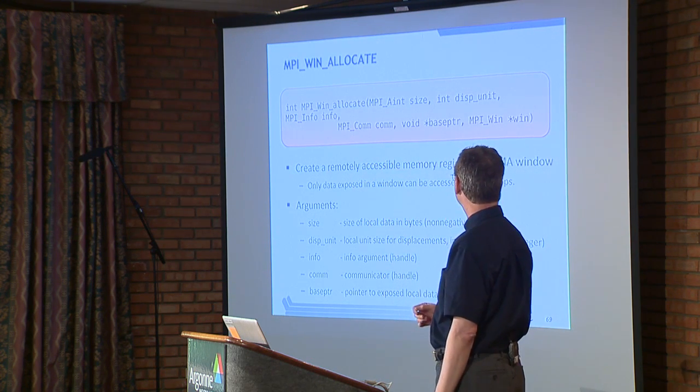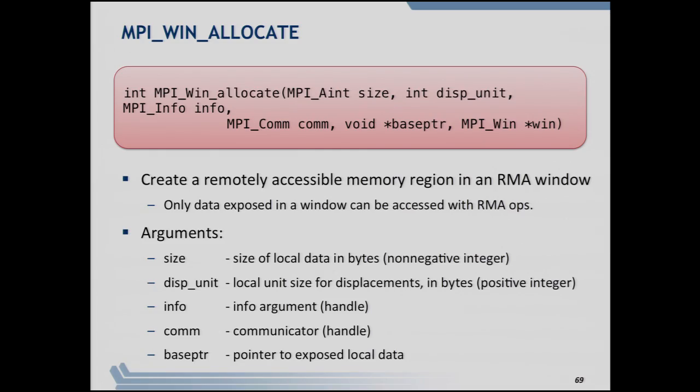Allocate is fairly similar, except I'm not providing the buffer, I'm receiving the buffer. So instead of there being an input base pointer here, there's an output base pointer there. And this void star, of course, is this idiom.